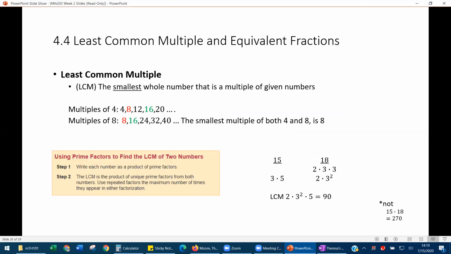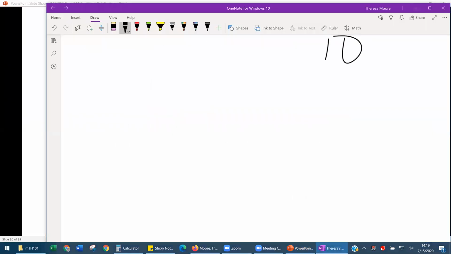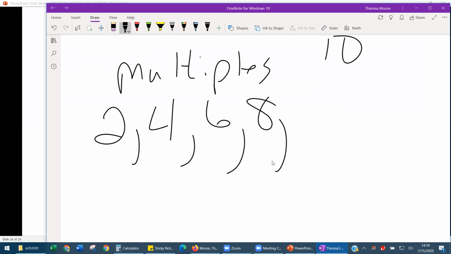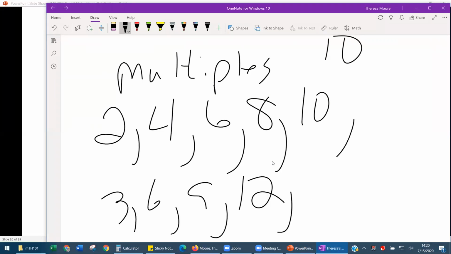Okay, so least common multiple. First you have to understand what a multiple is. Multiple just means to multiply. The multiples of 2: first multiple is 2, second multiple, third multiple would be 3 times 2, fourth multiple would be 4 times 2, so on and so forth. So you're just multiplying 2, 4, 6, 8, 10. You can think of it as counting by 2's. Multiples of 3: 3, 6, 9, 12, 15, so on and so forth.